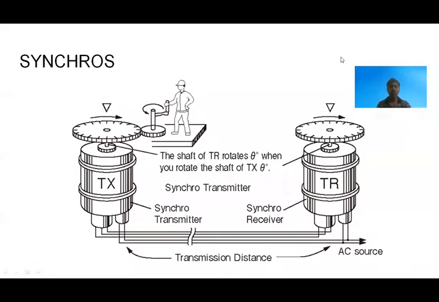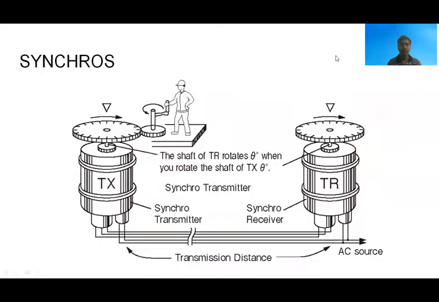Synchros are the electromechanical devices which produce a voltage depending on the angular position of the rotor but not on the speed. The synchros are also called Selsyn, Telesyn, and Autosyn. See, this is an example of synchros.